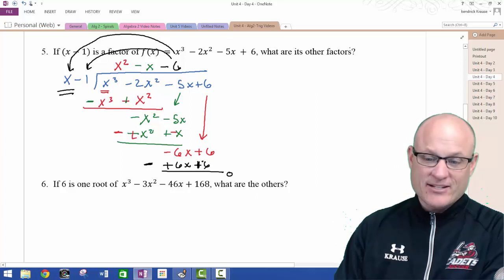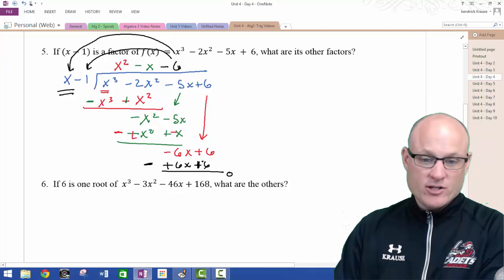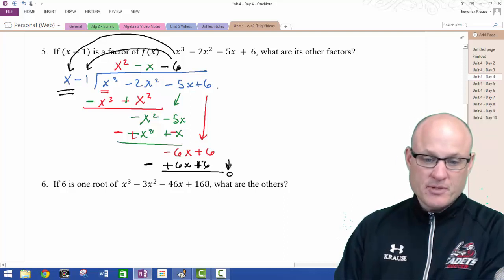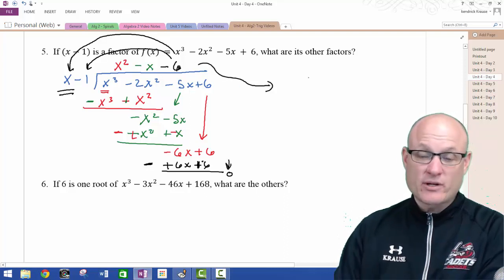And if it was a factor, that means it divides in evenly, since it's a factor. So, and it did. No remainder. There was no remainder here. But it asked for what are the other factors. Well, if it asks for what are the other factors, I have to keep going. I have to factor this thing.